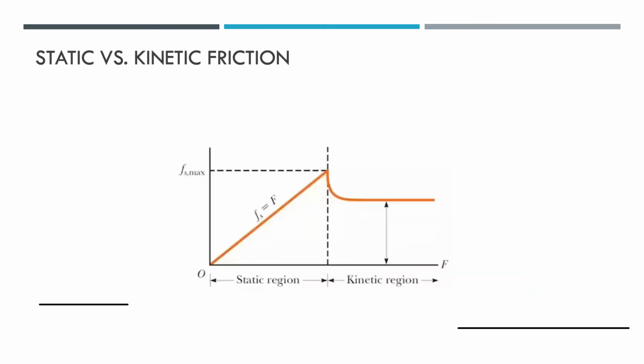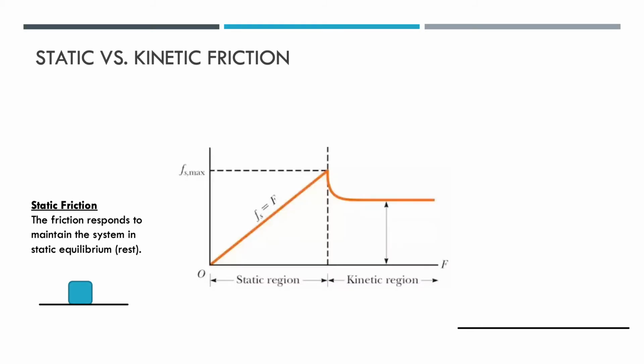Now, we need to get straight static versus kinetic friction. Okay, here's the commonly seen graph that tells you the difference. Static friction is the friction that responds to maintain the system in equilibrium. So let's say I have a box on a surface there and I apply a force. Static friction will meet whatever force I apply to it to prevent that object from moving. So that's why on this part of the graph you have a slope of 1, meaning the frictional force is whatever is needed to keep the object at rest.